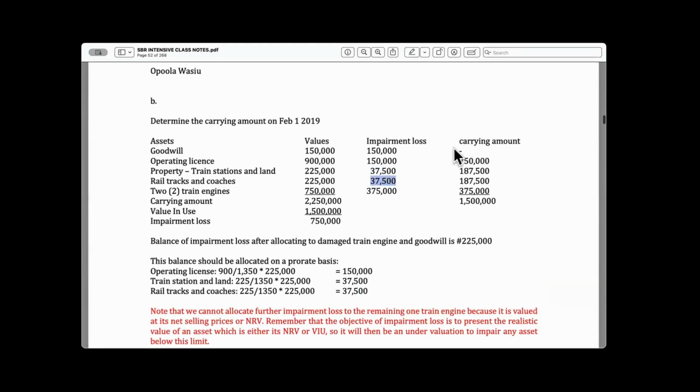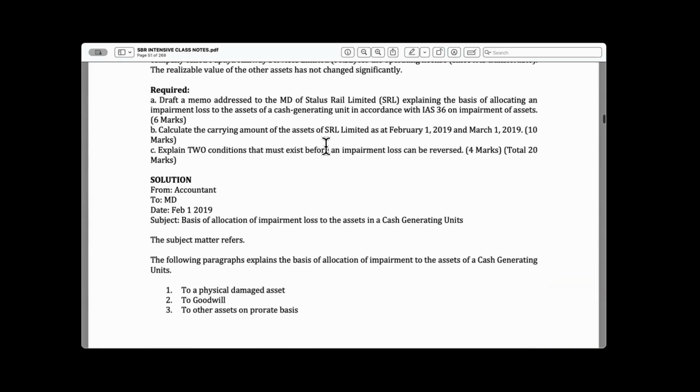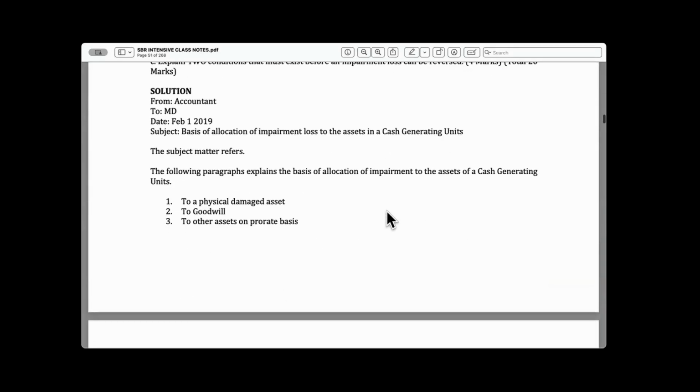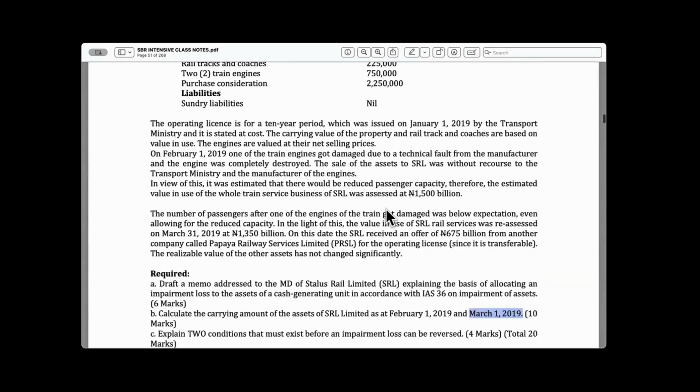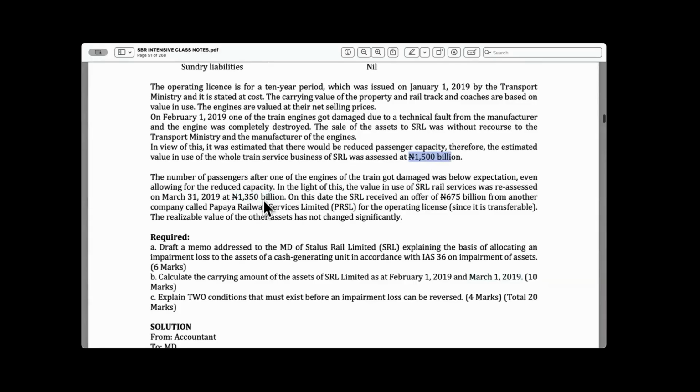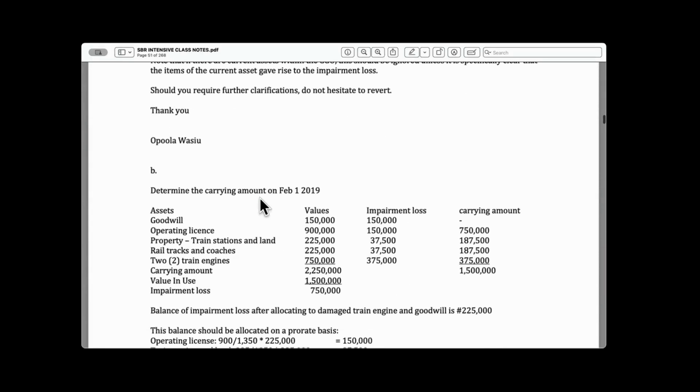Then I got the balance of the carrying amount, and this gives me the carrying amount as of February. The question didn't stop there. It also said I should get the carrying amount as of March. As of March, I was told that the value of the asset is now 1350. Remember, it was 1500 before. So it has suffered further impairment of 150, which I would need also to allocate.